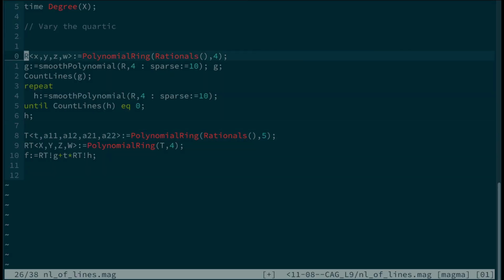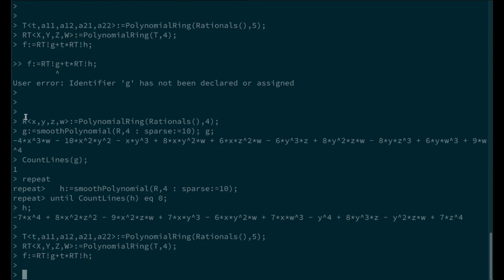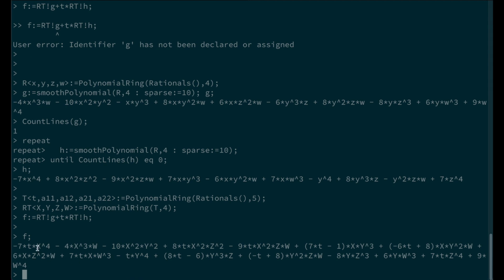I forgot to execute this command. Okay, so let's look at this. We have generated a g. This g has 1 line. We generated an h. This by construction has 0 lines. And then I constructed f to be the sum of g and h with h multiplied by t. We also ended up capitalizing X, Y, Z, W, but here you see the parameter t in the coefficients. Okay, so far nothing strange except for the construction of the polynomial ring. And I did this because I want to replicate the evaluation of f inside of this universal line.